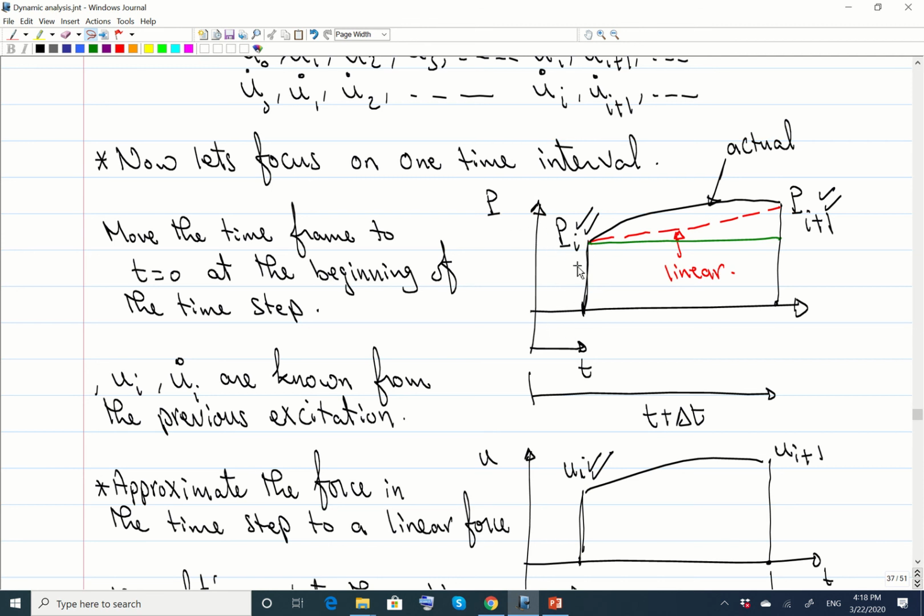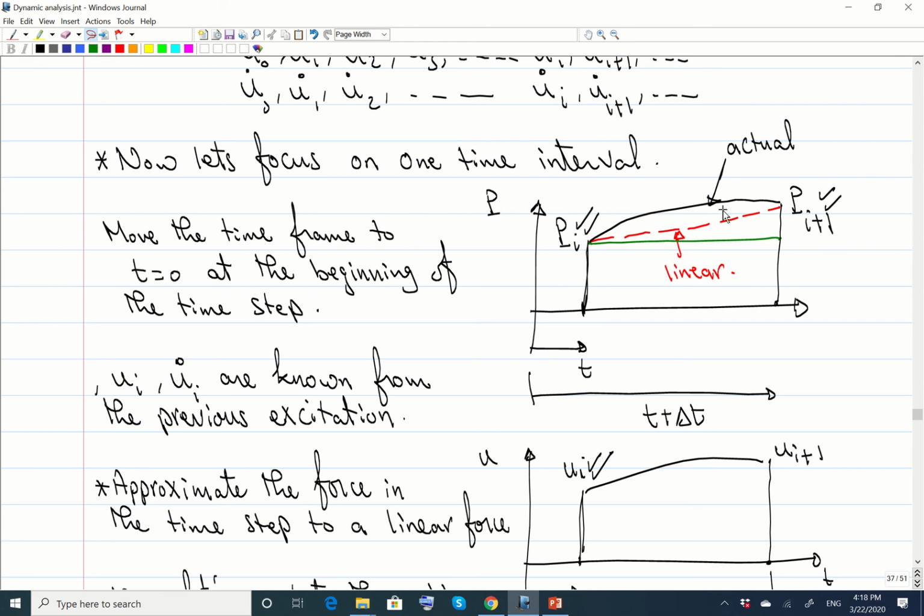Okay, this starts at some time t, with force p_i, depending on how many steps there are: 1,000 steps before that, 100 steps. So at some time t, the force is p_i. And then at the end of this step, the time will be t plus delta t, where delta t is the sampling time. At the end, the force is going to be p_i plus 1.